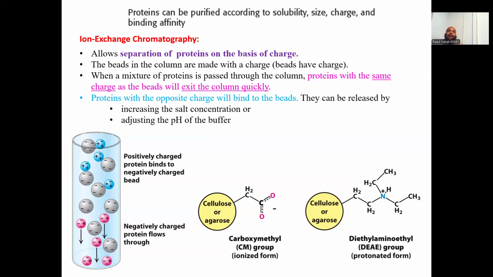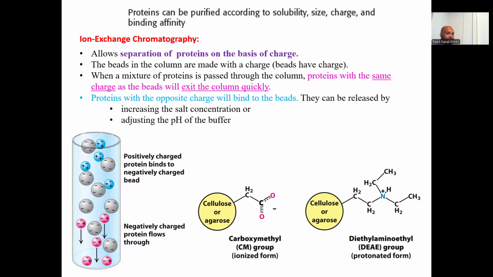So that when I add my mixture of negatively and positively charged amino acids, the positively charged are going to stick to my filter because opposite charges attract. But the ones I want to get are going to be repelled out, and then I'm going to get them out. So the beads in the column are made with a charge. Beads have charge. So when a mixture of proteins is passed through the column, proteins with the same charge as the beads will exit because they're being repelled.